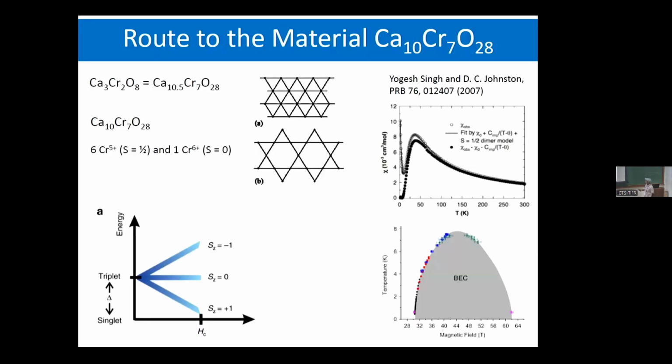And I was trying to make the calcium analog of that. And you see, if I rewrite this formula, I actually get something very close to this. And this would be a triangular lattice. But if I remove now half of the calcium, then the chromium valence has to change. Out of the 7 chromiums which were earlier magnetic, 1 becomes non-magnetic. And therefore, the triangular lattice changes to a Kagome. So that is the origin of the discovery of this material.